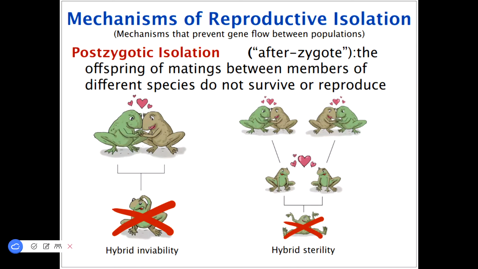The other type of post-zygotic isolation is hybrid sterility. So you have your initial frogs, they mate, and they actually produce offspring that live to reproductive age. But when these hybrids, the combination of these two frogs, try to mate, they cannot. So that occurs for groups of organisms that are not totally reproductively isolated yet. They might still attempt to have gene flow, but their offspring cannot have offspring.